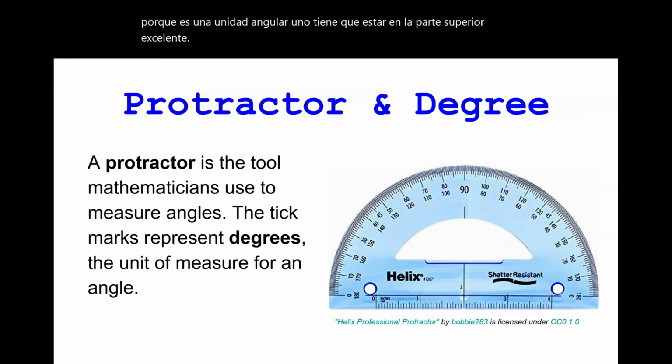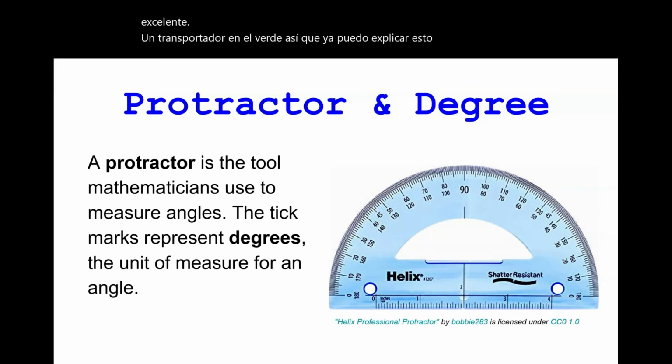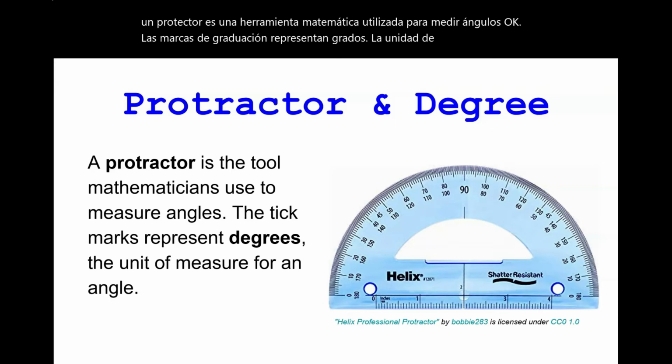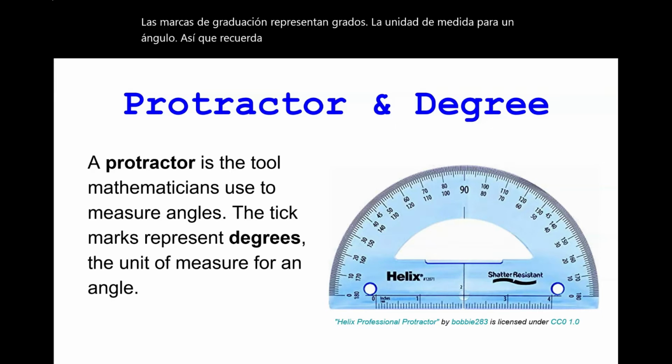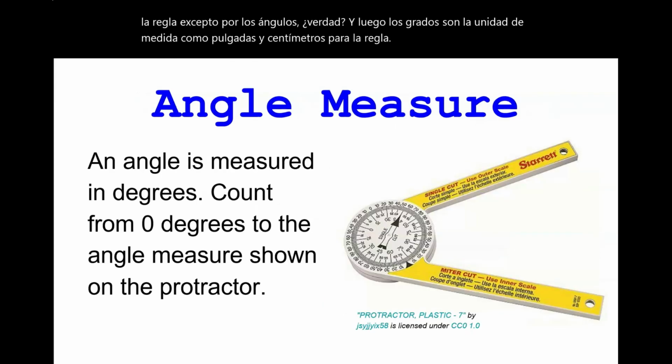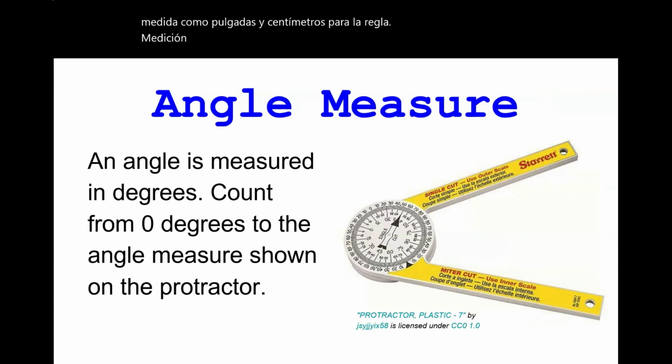A protractor and degree. So I kind of already explained this, but here it goes. A protractor is a tool mathematicians use to measure angles, okay? The tick marks represent degrees, the unit of measure for an angle, okay? So remember how I said a protractor is kind of like a ruler except for angles, right? And the degrees are the unit of measurement, like inches and centimeters for a ruler, okay? Angle measure. An angle measure is measured in degrees, okay? Count from 0 degrees to the angle measure shown on the protractor, okay?